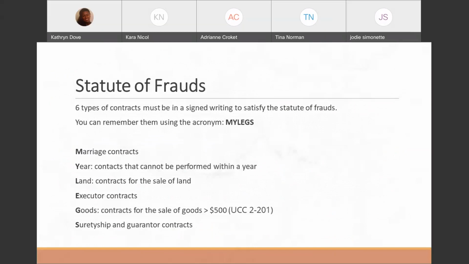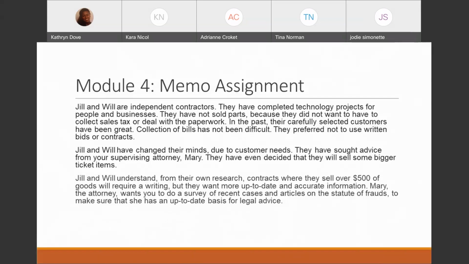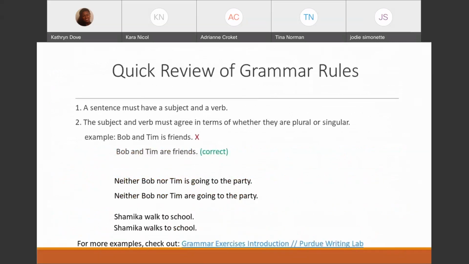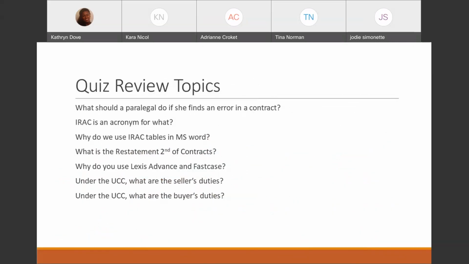If I sell you beachfront property in Alaska, Jody, does that have to be in writing? Yes. If I sell you beachfront property in Alaska, does that contract have to be in writing? Yes, because it's real estate. Any real estate property has to be in contract. Okay, good. I think you have a good understanding of the statute of frauds.